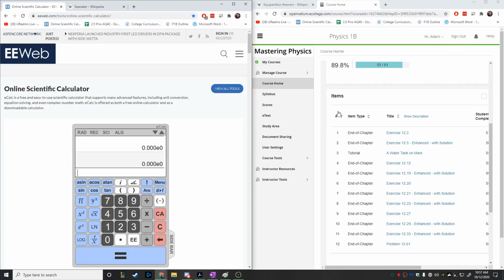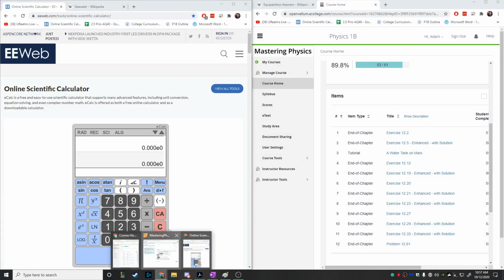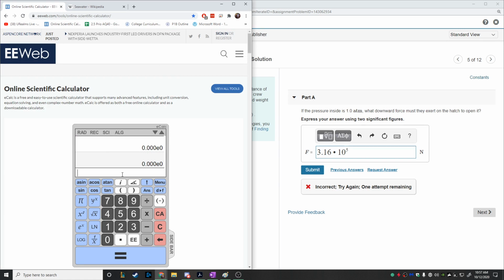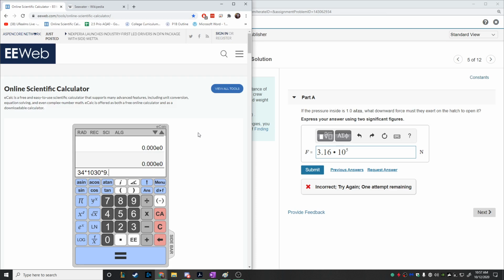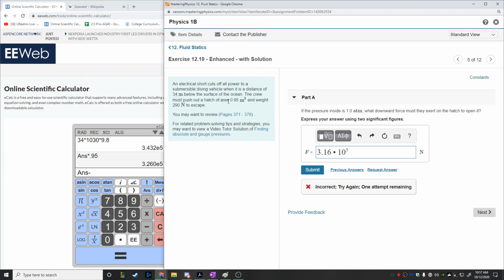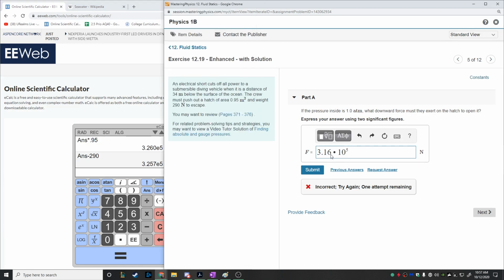Where is the problem? It's in a different linear, right? Not that one. That one, right? Okay. So it would be 34 meters times 1030 times gravity, 9.8. And then we take that, we multiply by 0.95. That was the area. And then we subtract from that the 290. Yeah, so it ends up being 3.3.